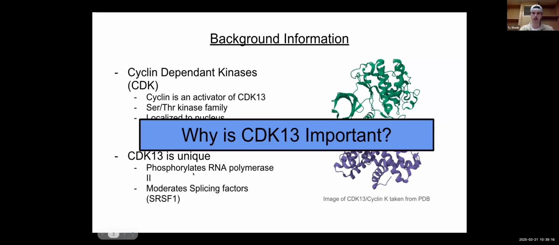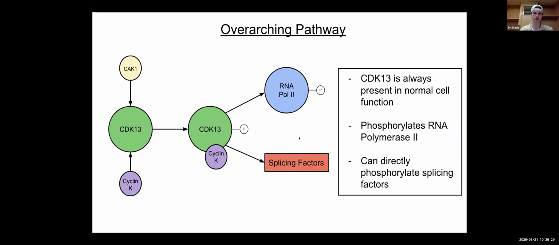So CDK13 is important because it also has a major role in regulating the cell cycle, and it's been shown recently to be involved in different types of cancers, making it a potential target for drug therapeutics in the future. So just a bit about the overarching pathway. It's not part of a signaling pathway, so to speak, but it's actually always present in a functioning cell. As mentioned before, it needs to bind to its specific cyclin, cyclin K, to cause a conformational change, allowing it to be more active. It also needs to be phosphorylated for further activation by its specific kinase, CDK activating kinase 1.